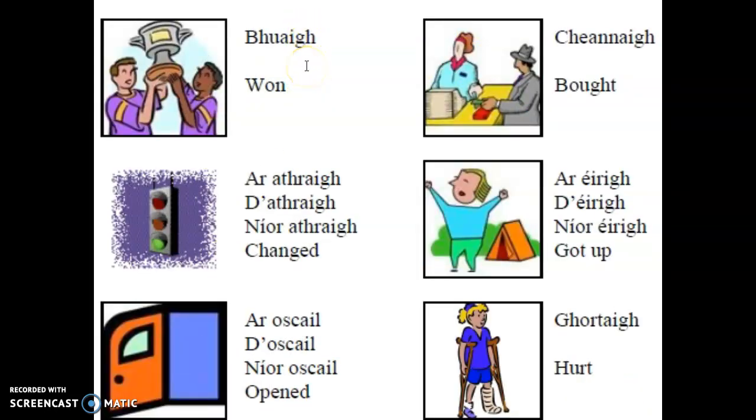Vuig, vuig, near vuig. Kianig, kianig, near kianig. Ahrig, dahrig, near ahrig. Eirig, dairig, near eirig. Uskel, duskel, near uskel. Gortig, gortig, near gortig. This starts with a vowel, so it takes a D, but no D when asking the question or saying no. Eirig starts with a vowel, takes a D to make it past tense. Duskel starts with a vowel, takes a D to make it past tense.